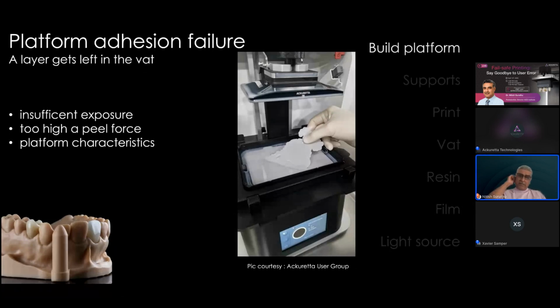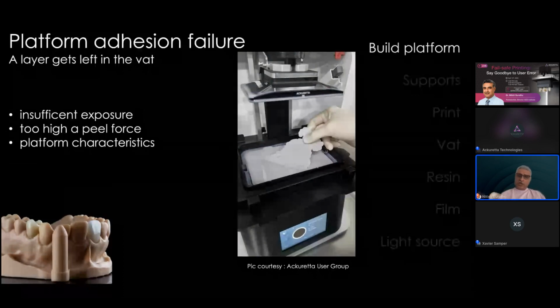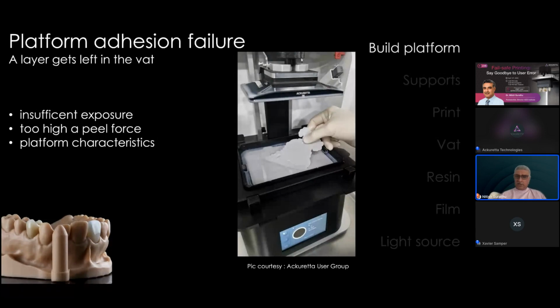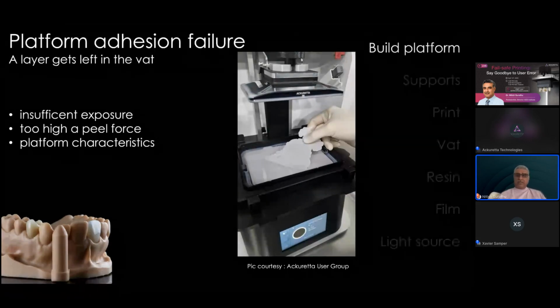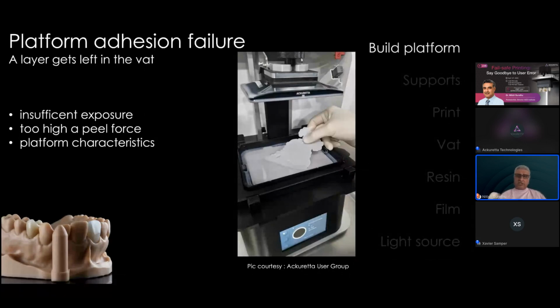If you have a build platform failure, you'll get left behind with a layer of resin like that and a platform that has absolutely nothing on it. If, on the other hand, the build platform has absolutely nothing on it, but there is no layer of resin in the bottom of the vat either, then that is a different kind of failure. That is typically a Z-axis calibration issue, and we'll talk about how to fix that in a moment. But let's start with a classic build platform failure.